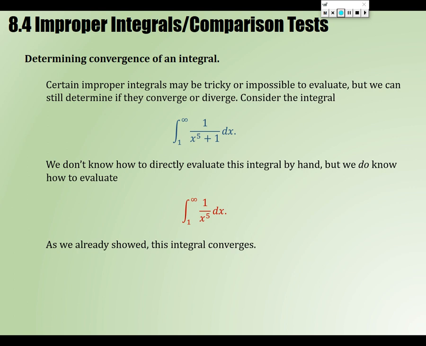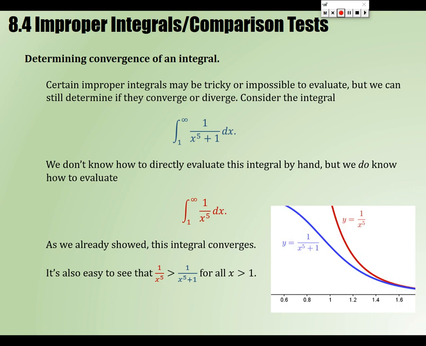So how can we formally compare these? On your paper I have this too, and I didn't include the picture so you can draw this. But here's a picture of 1 over x to the 5th. Can you convince yourself that 1 over x to the 5th plus 1 is always less than 1 over x to the 5th? Why is that the case?